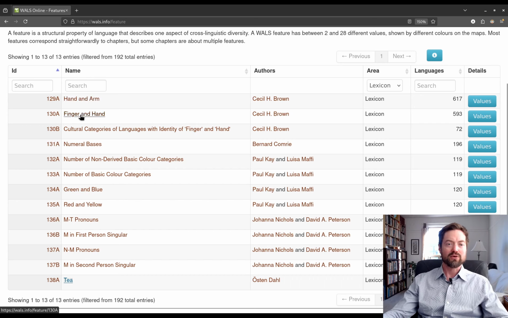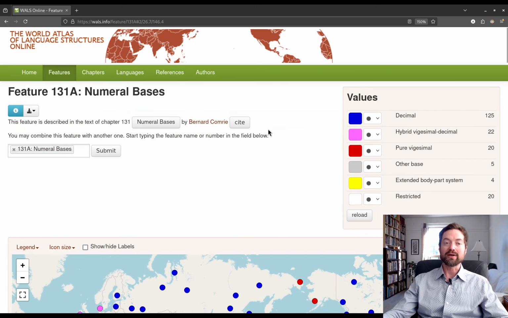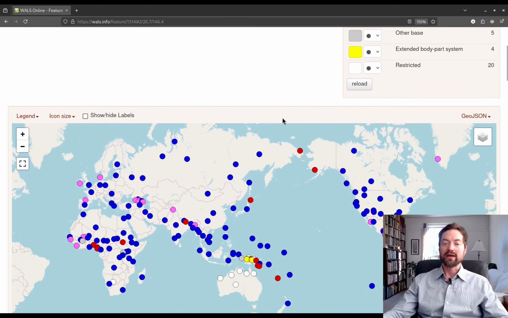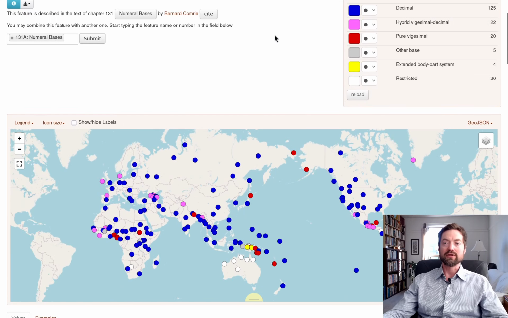Okay, last one. We'll take a look at numeral basis. This is a fun one. So how do we base our counting? Of course, we're used to decimal. But you can see some mention here of this hybrid vigesimal decimal, vigesimal meaning based on 20.